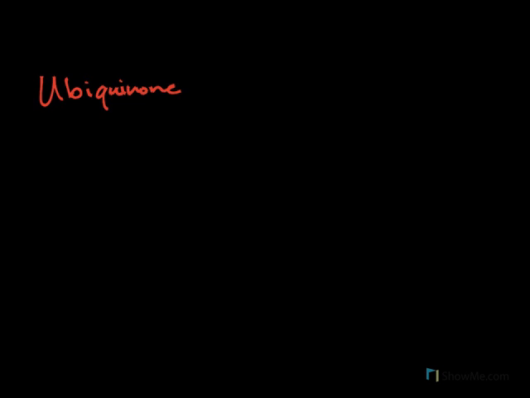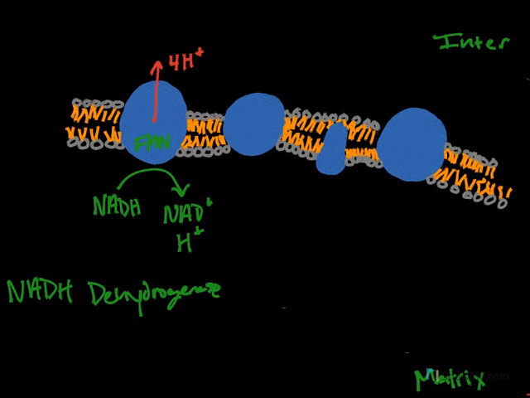Okay, so the electron carrier that we're going to be talking about is called ubiquinone. An important thing to remember about ubiquinone, and we'll talk about a similar molecule in the light-dependent reactions in photosynthesis called plastoquinone, is that ubiquinone is the oxidized version of this carrier molecule, but the reduced version is called ubiquinol. So just remember the oxidized version, ubiquinone, reduced version, ubiquinol.